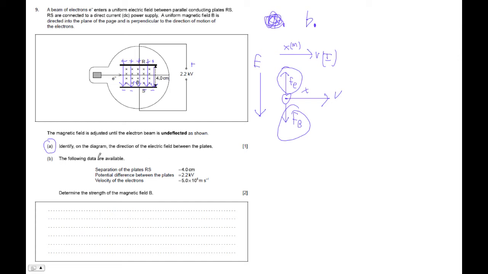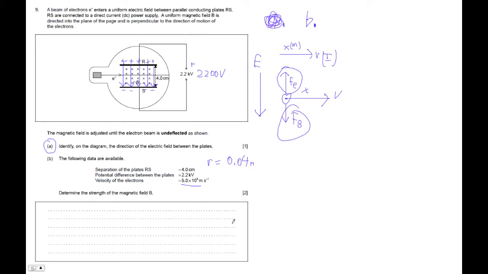The following data are available. Separation of the plates, R S. So this plate's R, that plate's S, is 4 centimeters, so that's R is 0.04 meters. The potential difference is 2.2 kilovolts, so that's 2200 volts. The velocity of the electrons is 5 times 10 to the 5th meters per second. So determine the strength of the magnetic field B.